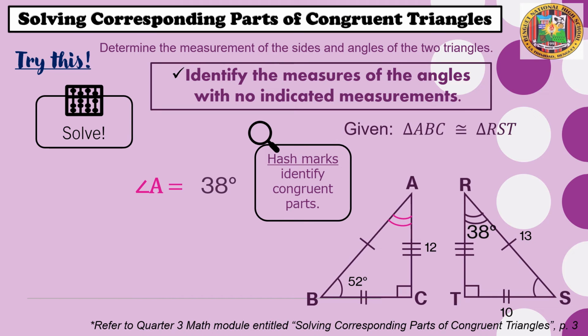Angle C and angle T have the same marking, which is a small box representing a right angle. Since a right angle measures 90 degrees, therefore, angle C and angle T measure 90 degrees. Finally, we see angle S, which has the same number of hash marks as angle B, which measures 52 degrees. Since angle S is congruent to angle B, then we say that angle S also measures 52 degrees.